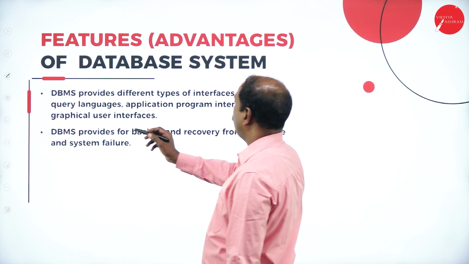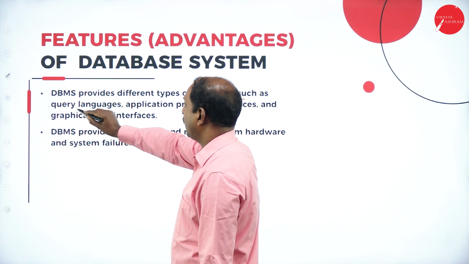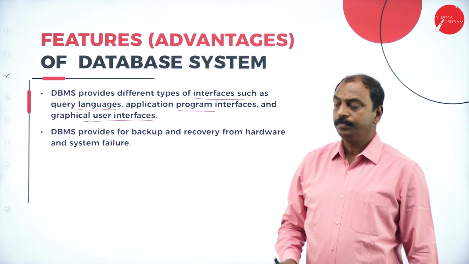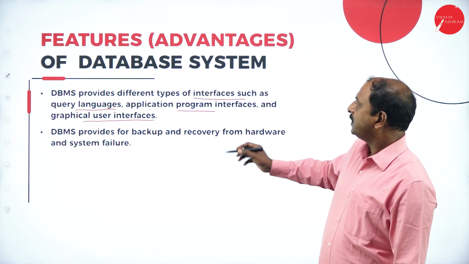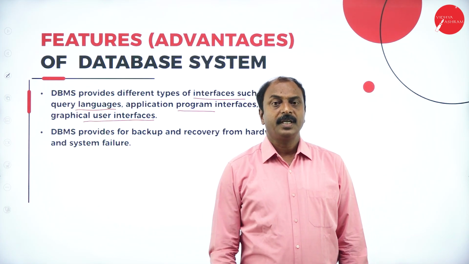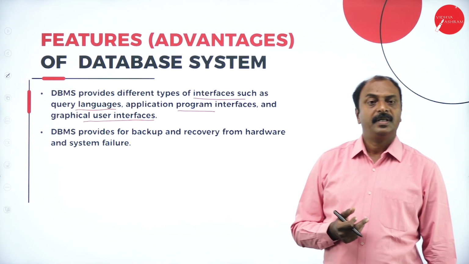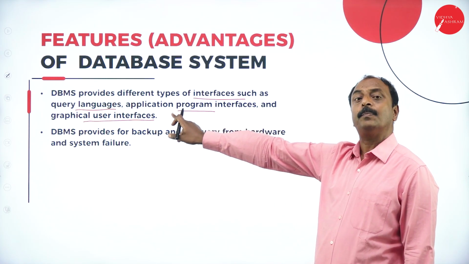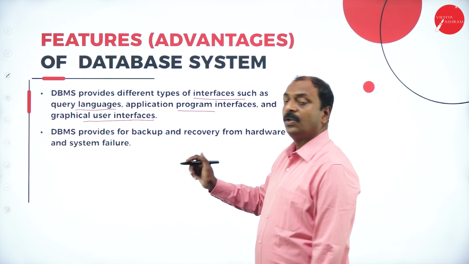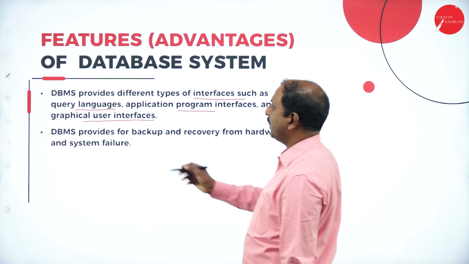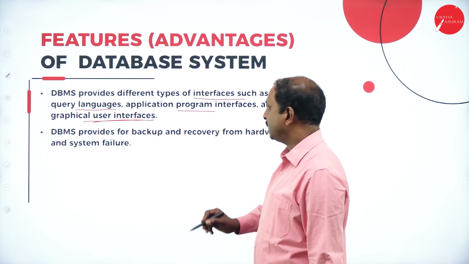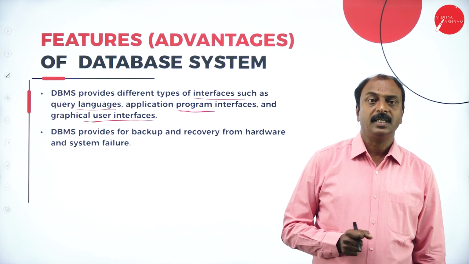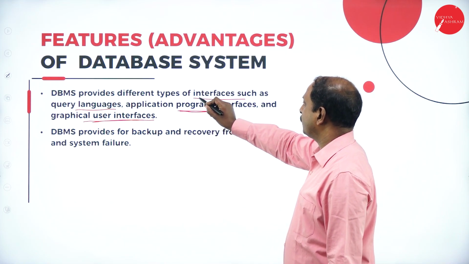Next one is, it provides different types of interfaces such as query languages, application program interfaces, and graphical user interfaces. So what is the meaning of this? The DBMS provides different interfaces. Now at this time, you know what an interface is. Here an interface is nothing but the method of communicating between the hardware and the software, here with respect to database users and the database application. In this example, we can have different types of interfaces. One is graphical user interface, and query languages, and some application programs. With the help of different application programs, it is possible for us to access the database. That is, it provides different types of interfaces.